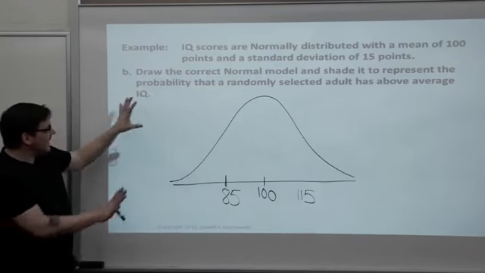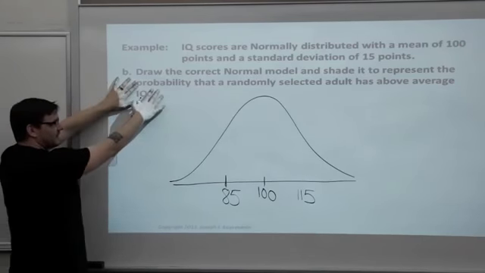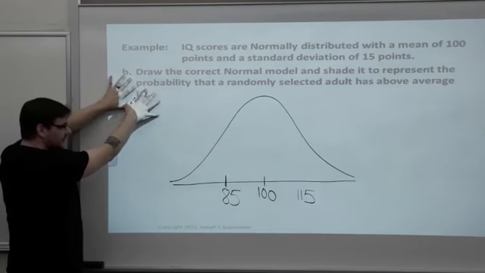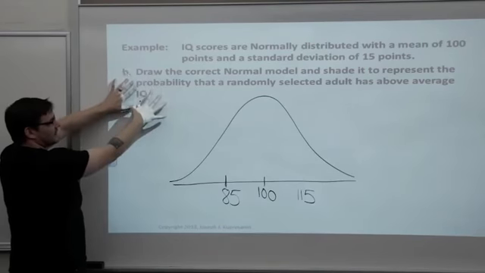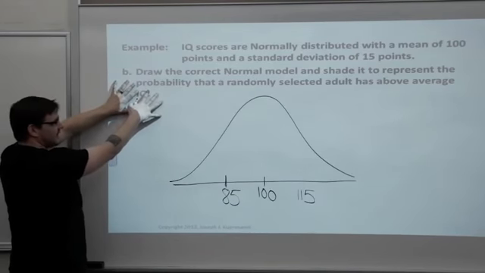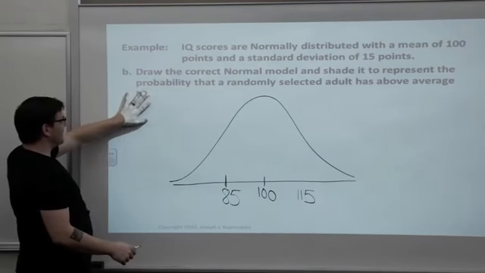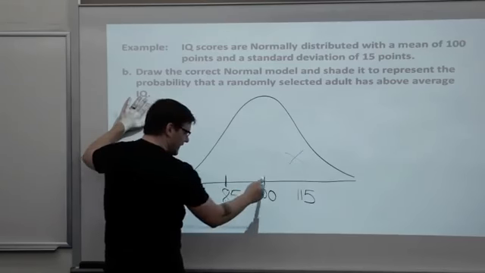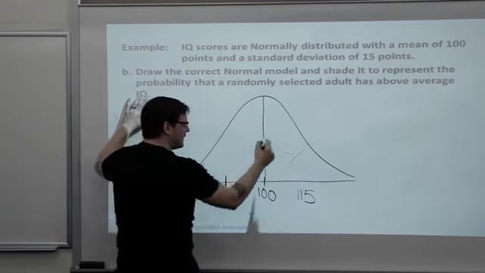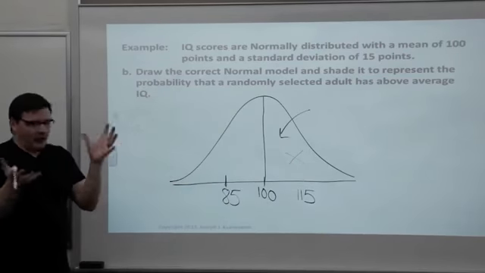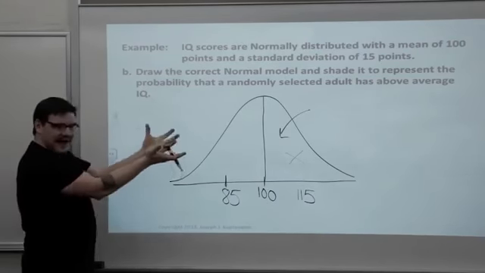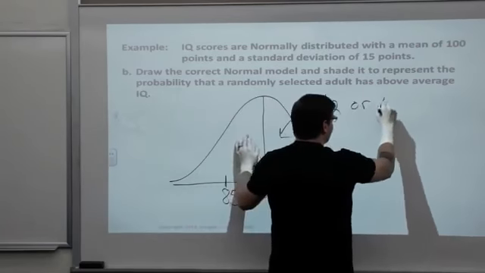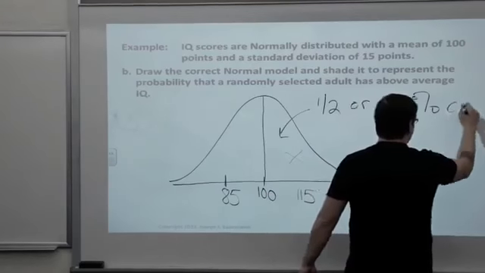To answer the question, remember that probabilities correspond to areas. Draw the correct normal model and shade it. What's the chance or the probability that a randomly selected adult has above average IQ? Here's average. Here's above average. I just shade straight up there. Easy question. The whole area is 1. That has to be half. This distribution is symmetric, right? This is half. This is half, or 50% chance.